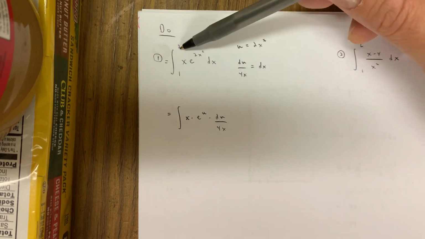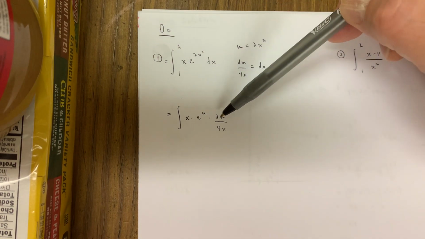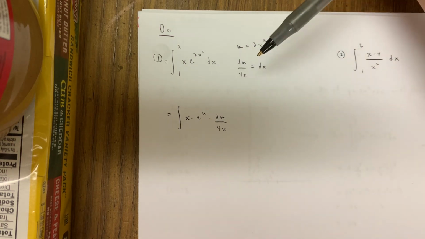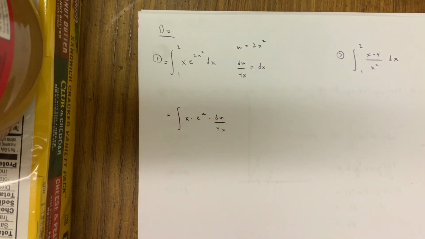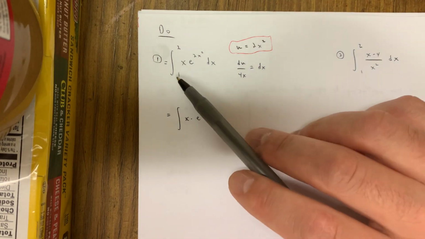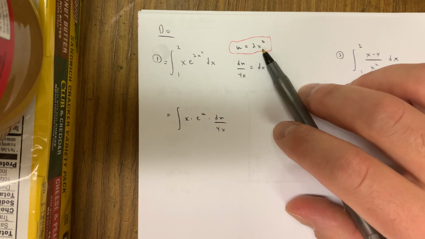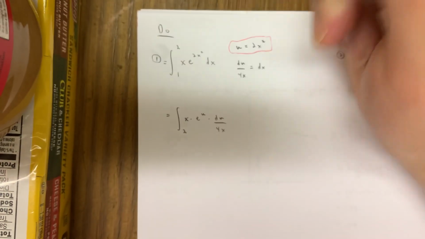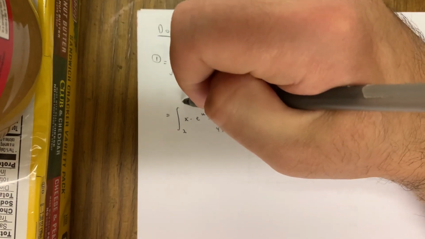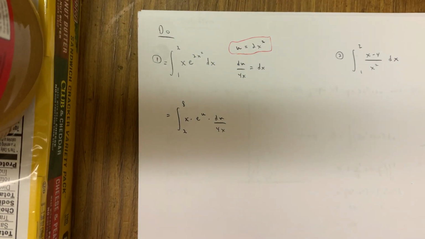These bounds represent x bounds because of the dx. The second you take out the dx, you put in a du. You need bounds that represent u bounds. How do you transition from x to u? This guy right here, okay? We know that when x is equal to 1, u is equal to 2 times 1 squared, which is 2. And we know that when x is equal to 2, u is equal to 2 times 2 squared, which is going to be 8.